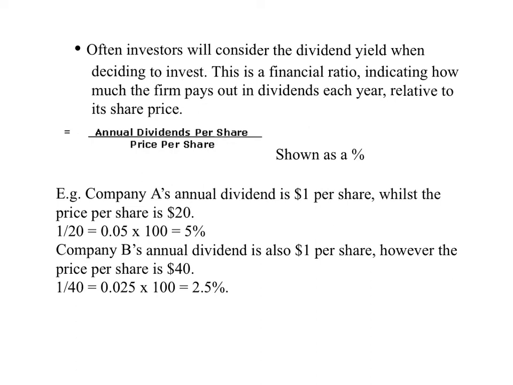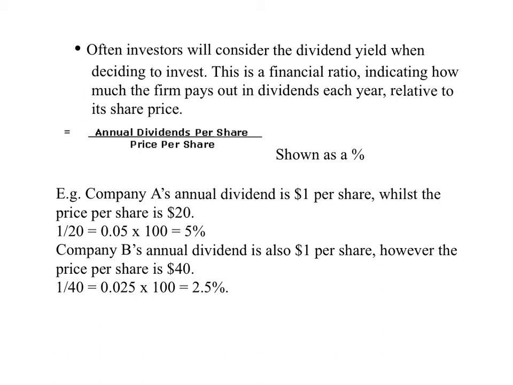Now in GCSE you won't need to worry about this, but it gives you a good idea as to how they calculate the dividend yield, and also in terms of how it helps investors to make decisions. So what they'd work out is the annual dividends per share, which would be given to you, divided by the price per share that should also be given to you, and it would be shown as a percentage. So I've just given you a little example below.